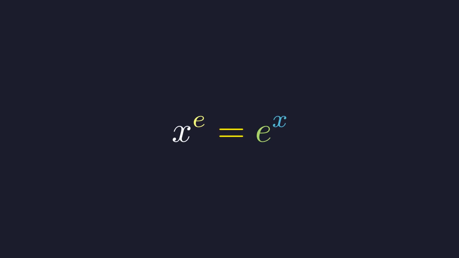Here we have something really beautiful. X to the power of e equals e to the power of x. At first glance, it might seem like there could be many solutions, or maybe even none. But as we'll see, this innocent-looking equation is actually hiding some beautiful structure.